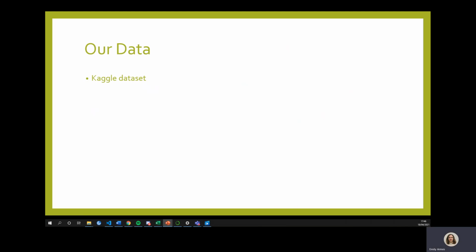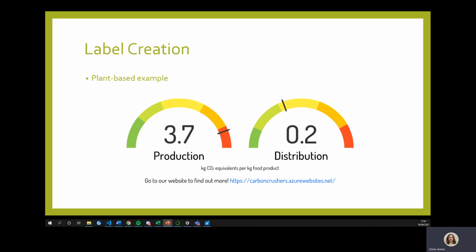We began by using our data. We sourced it from a Kaggle data set, which broke down into the different stages of the journey of the food from farm to fork. So that included farming, processing, transport, packaging. And we broke this down into 2 stages, which were production and then distribution, which you can see here.